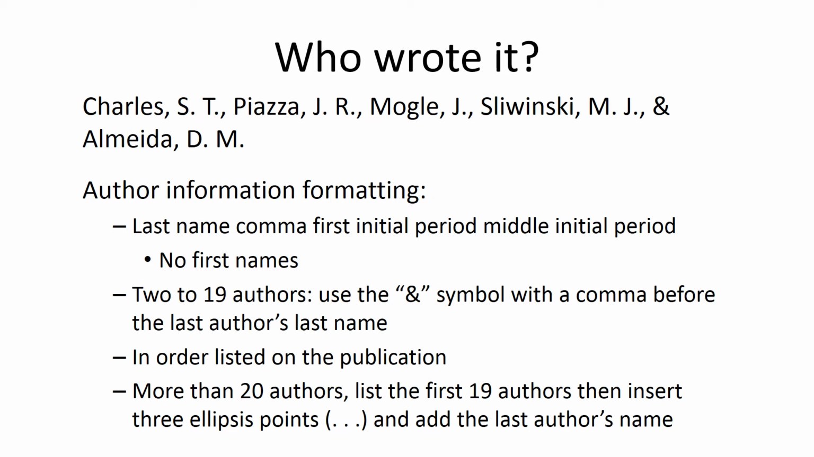Third, if there are more than 20 authors, we list the first 19 using the same punctuation as above, but insert 3 ellipses, otherwise known as dot dot dot, and add the last author's name. So some authors won't be listed, and there's not an ampersand.